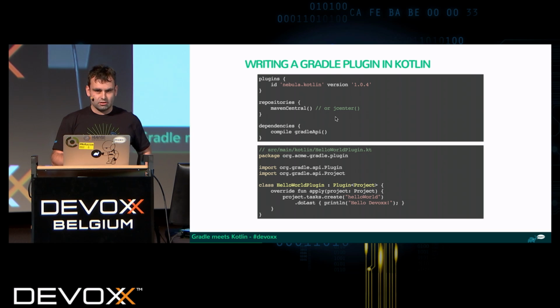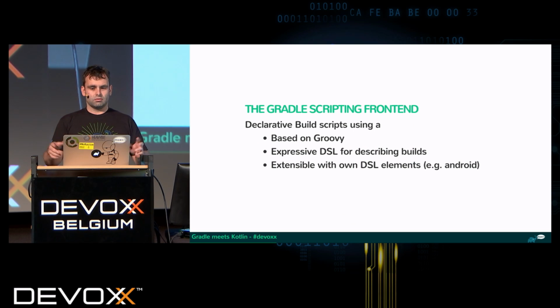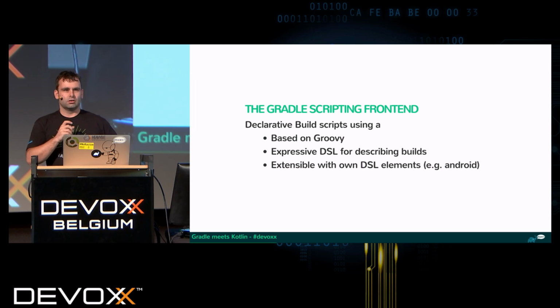All you need to do actually is implement one interface with one method. And in Kotlin, that would look like this. So you have that plugin interface you need to implement, and you have an apply method. And that's what we do here. We implement that apply method, create a task, hello world, and then we create a task with the doLast action. Nothing fancy, nothing surprising. So if that's all you wanted to get out of that talk, you're done. But I wanted to focus on the Gradle scripting frontend and how you can do that with Kotlin.